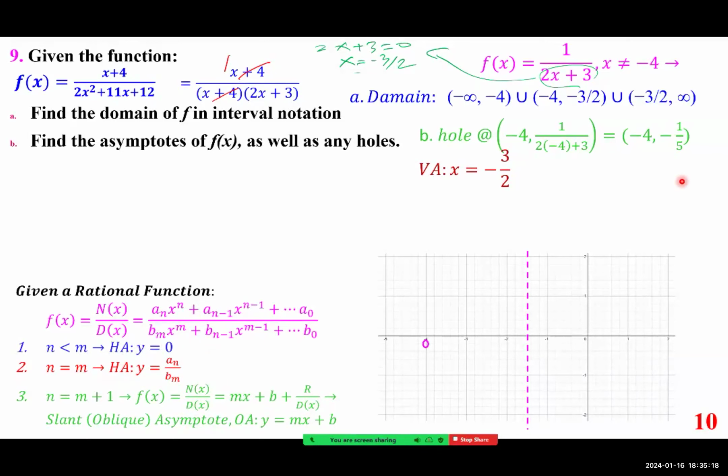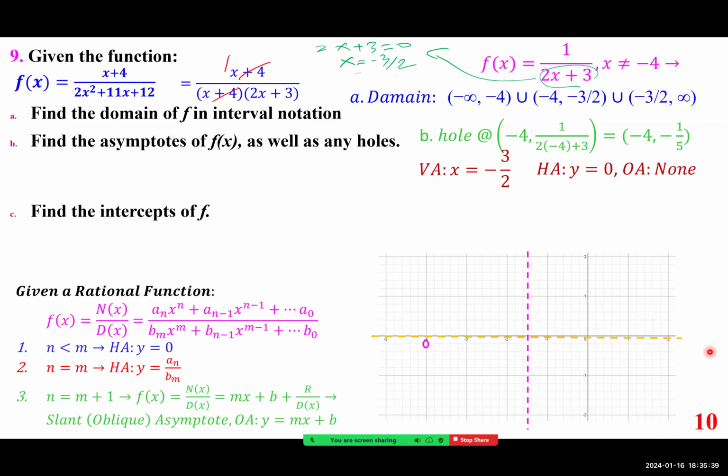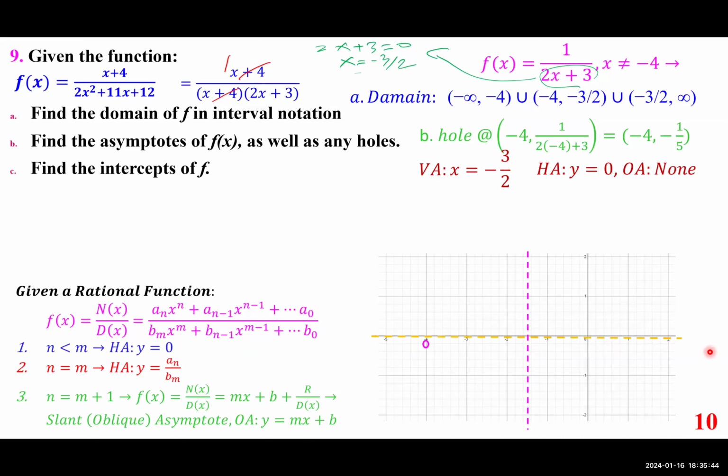So with that being the case, the horizontal asymptote is y equals 0 because the degree of the numerator is 0, the degree of the denominator is 1. Remember, y equals 0 is simply the x-axis. Find the intercepts of f. X-intercept and y-intercept. X-intercept, you set y equal to 0. Y-intercept, you set x equal to 0. So x-intercept there is none, y-intercept is 0, 1/3.